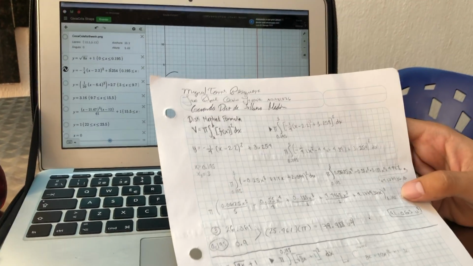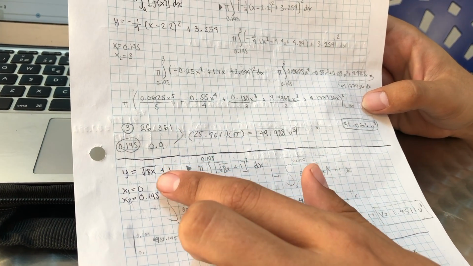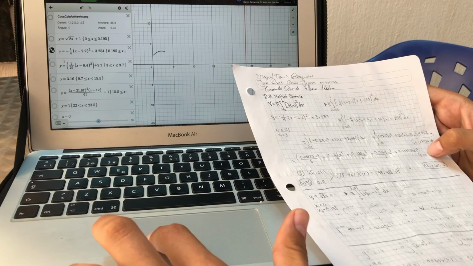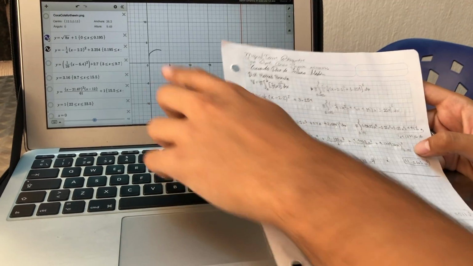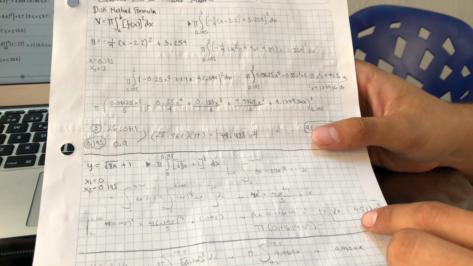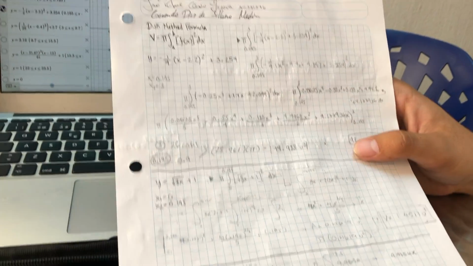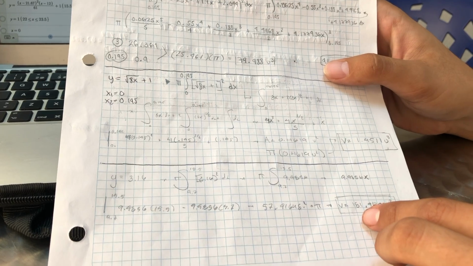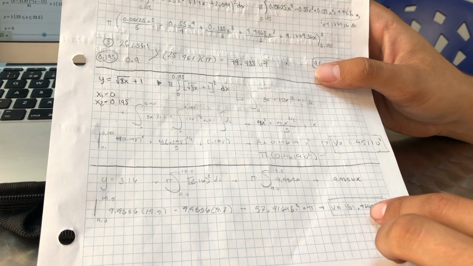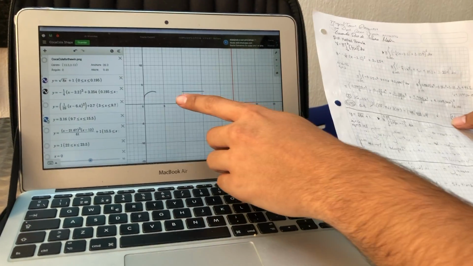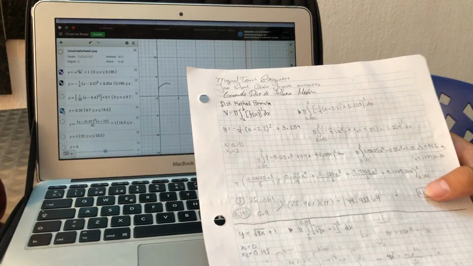Then the second was the square root of 8x plus 1, which represents the very bottom of the bottle, and the volume was 1.45 cubic units. The third one was j equals 3.16 with a volume of 1081.94, and it represents the medium part, the medium red line of the bottle.